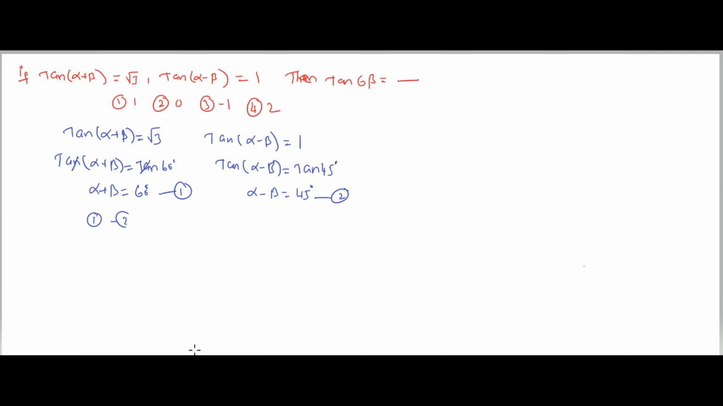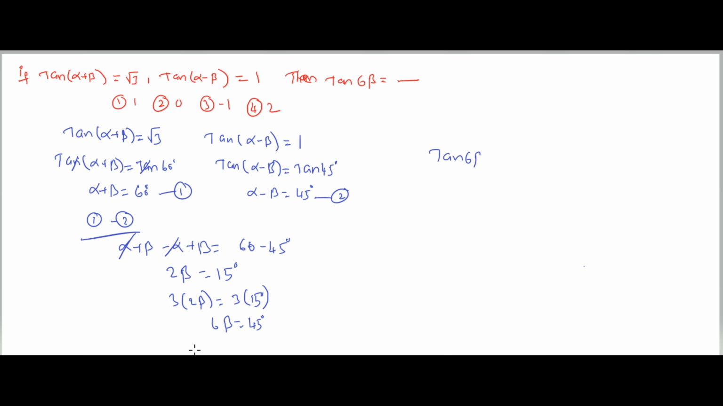First equation minus second equation, that is alpha plus beta minus alpha plus beta is equal to 60 minus 45 degrees. Alpha cancelled. Therefore 2 beta is equal to 60 minus 45, that is 15 degrees. Multiplying by 3 on both sides, 3 into 2 beta is equal to 3 into 15 degrees, that is 6 beta is equal to 45 degrees. So now tan 6 beta is tan of 45 degrees, tan 45 is 1. So the first option is the correct answer.